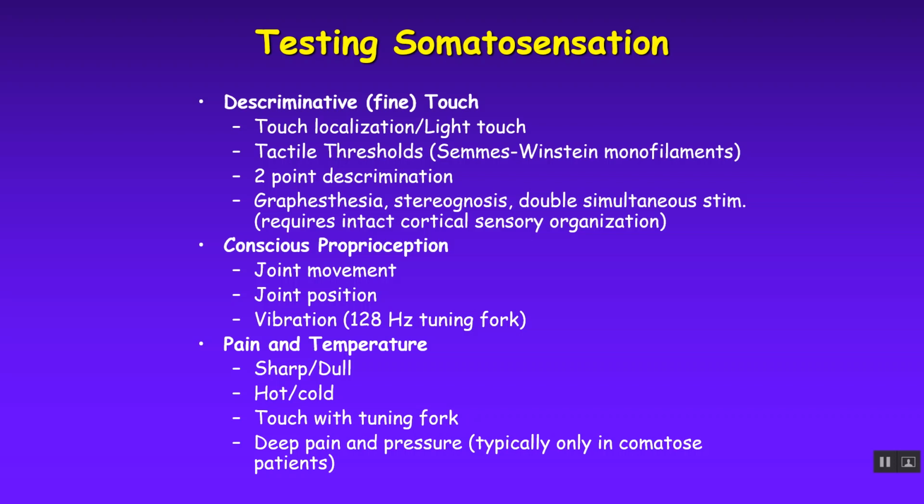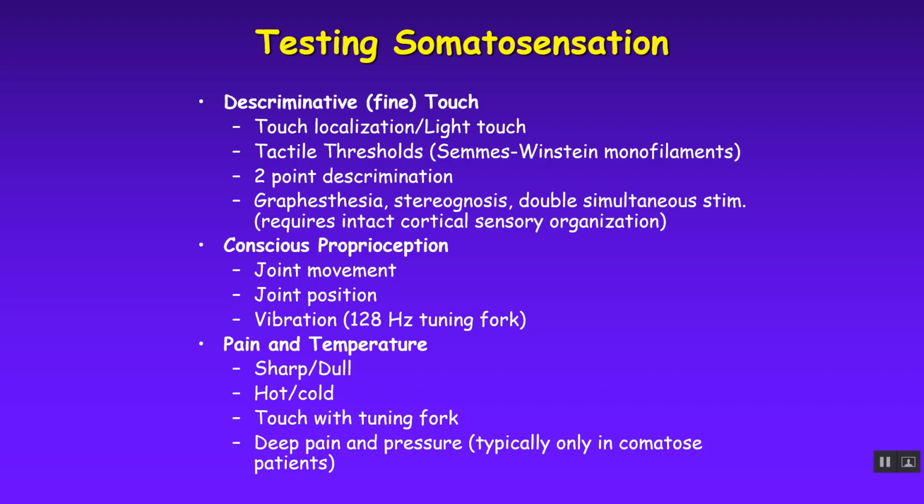So those are Semmes-Weinstein monofilaments. They'll also do them, of course, on the hands, especially after hand surgery or nerve grafting, where they're trying to track how well the person's sensation is recovering. This gives you a much finer graded ability to see how well they can detect very small changes in stimulus, versus just touching with a cotton ball or something like that. Does that make sense?